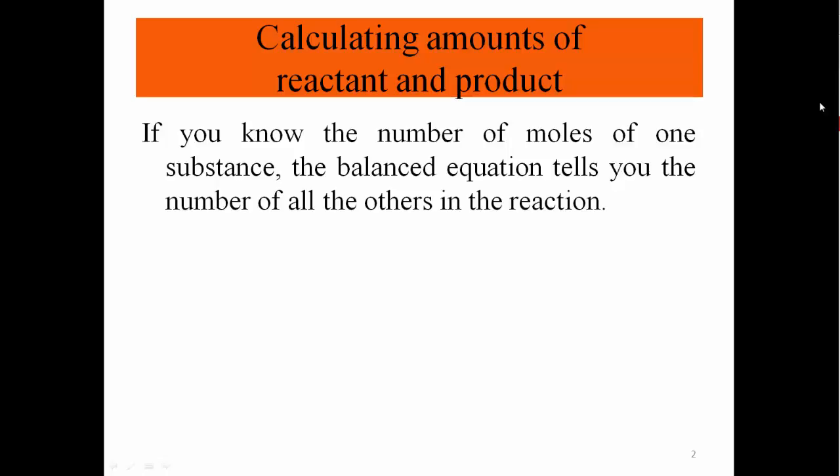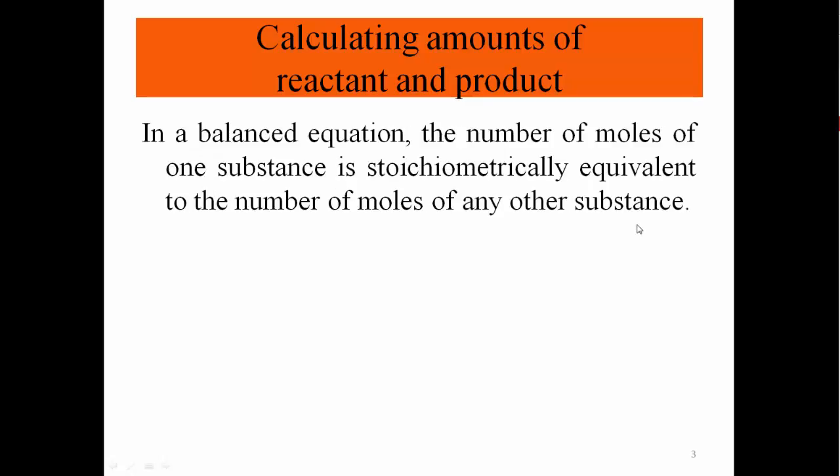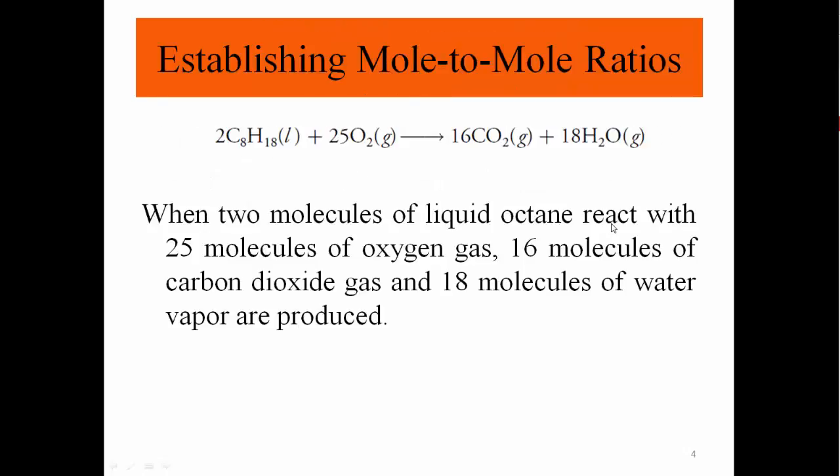If you know the number of moles of one substance, the balanced equation tells you the number of all others in the reaction. It means that if you know the number of moles of one substance, then you can calculate the amount of all other reactants or products. So in a balanced equation, the number of moles of one substance is stoichiometrically equivalent to the number of moles of any other substance. Let's have this example.